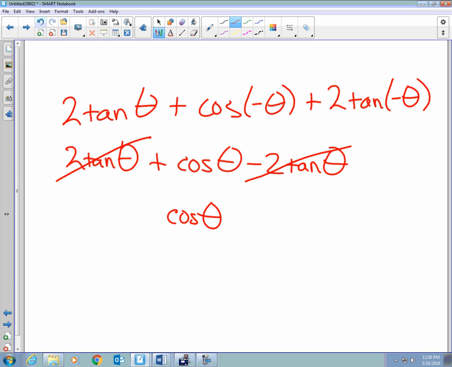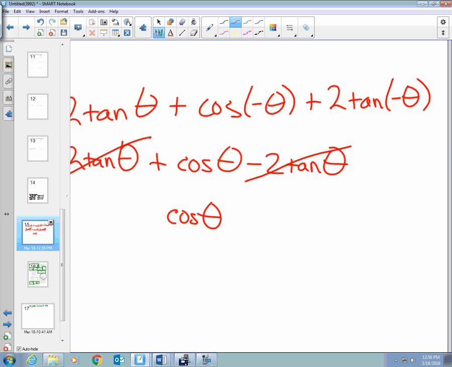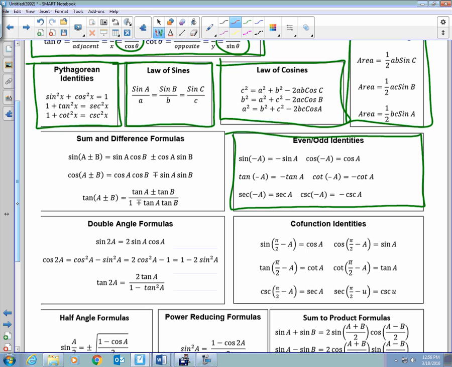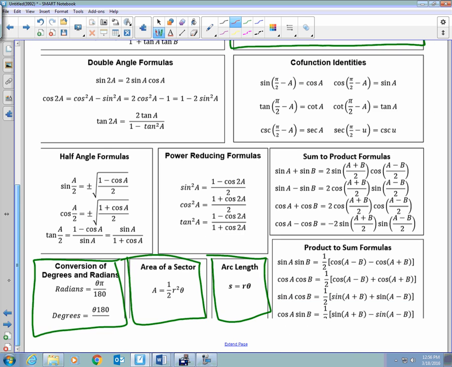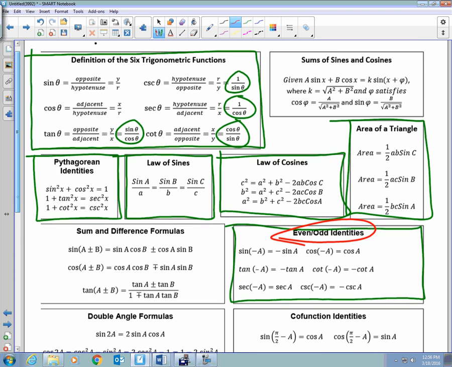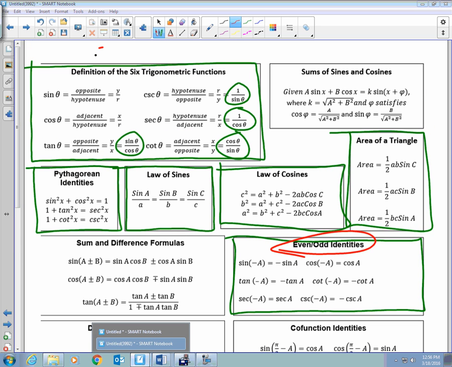So if you see a negative angle, use those options. We have covered all of these formulas so far, and the ones I just showed you are these even and odd identities that we refer to. So please make sure that you pay attention to them and know where to find them. I'll bring it back to your assignment so you can write it down again.